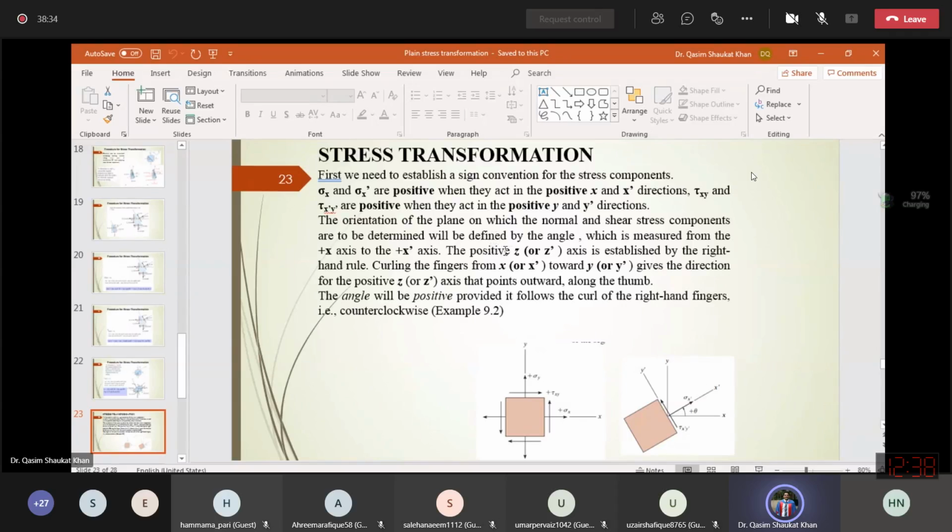The positive z axis is established by the right hand rule, curling the fingers from x to x dash axis, and the thumb points outwards. So out of the plane, the z axis is considered positive.